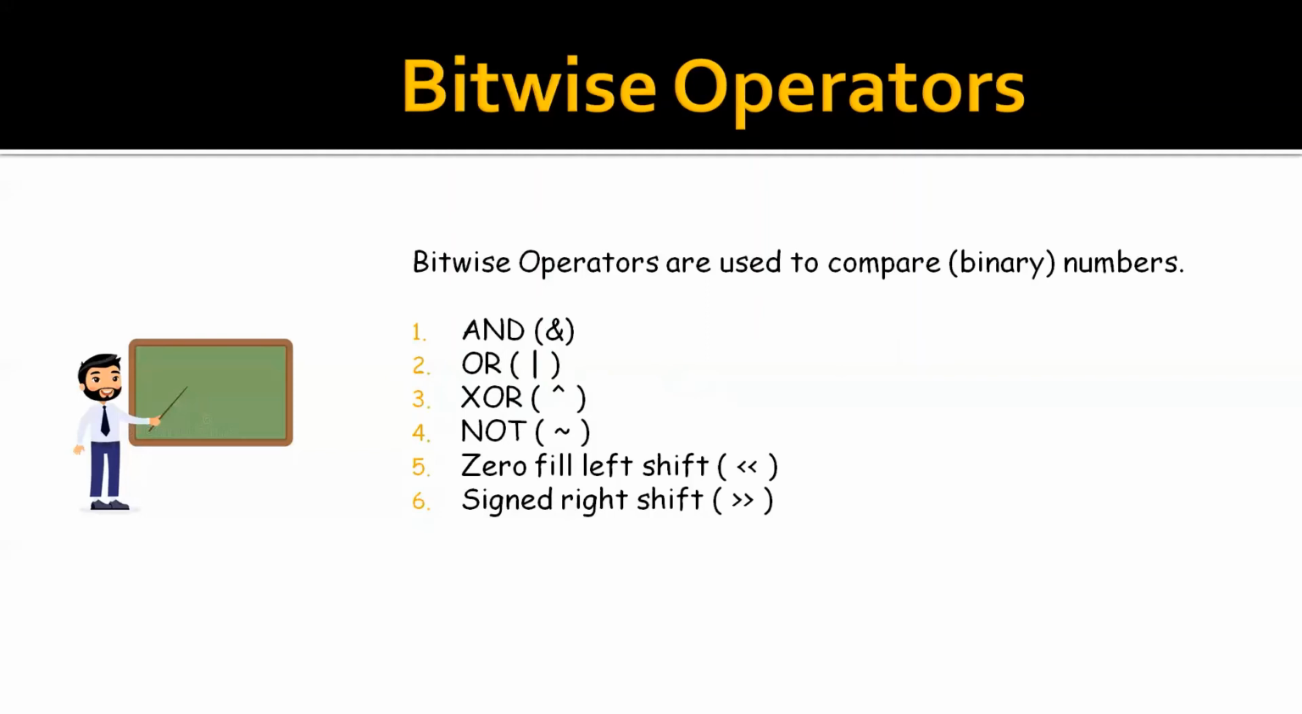Then we have the binary XOR. It copies the bit if it is set in one operand but not in both. Then we have the binary left shift. The left operand's value is moved left by the number of bits specified by the right operand. Then we have the binary right shift, or signed right shift. In this, the left operand value is moved right by the number of bits specified by the right operand.